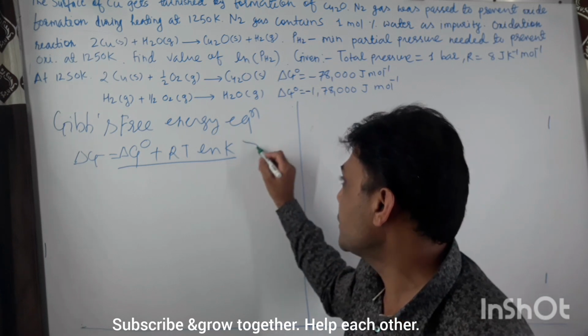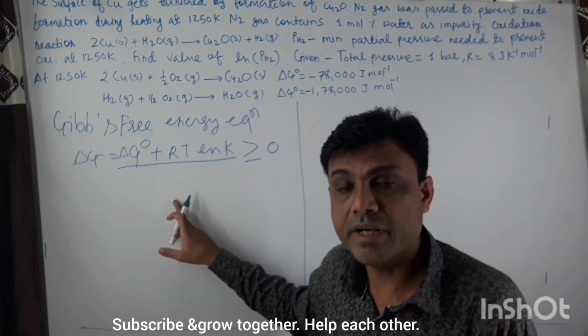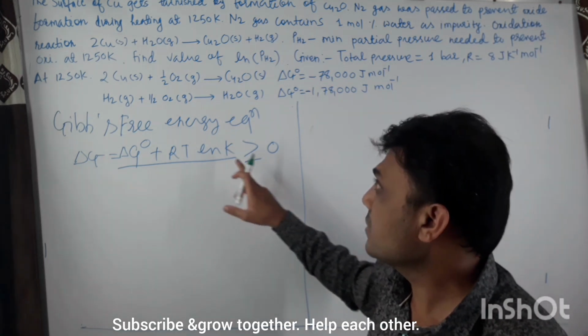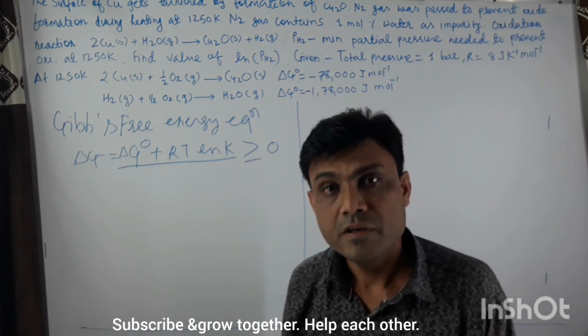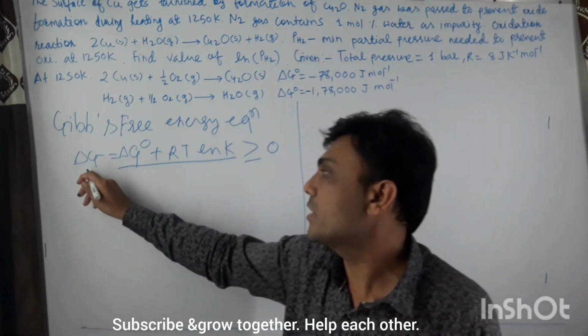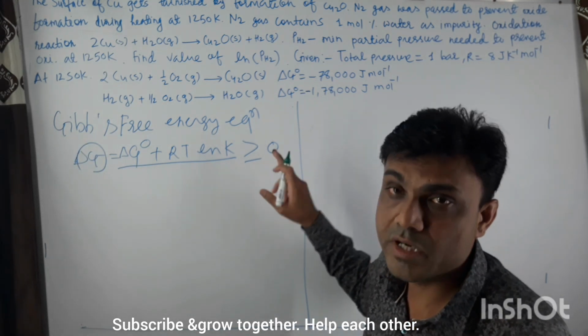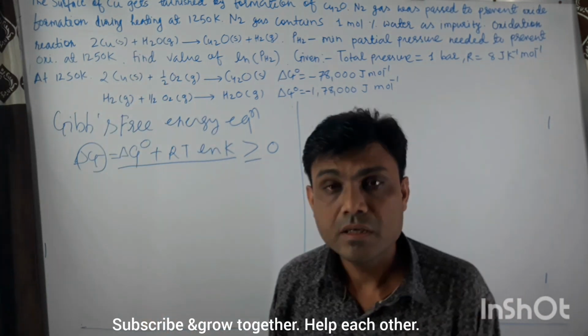if it is positive, meaning it should be greater than 0 or at 0, then this reaction will not be possible. That means it will not be feasible. When this delta G value should be greater than 0 or equal to 0. At equal to 0, this reaction will be in equilibrium.